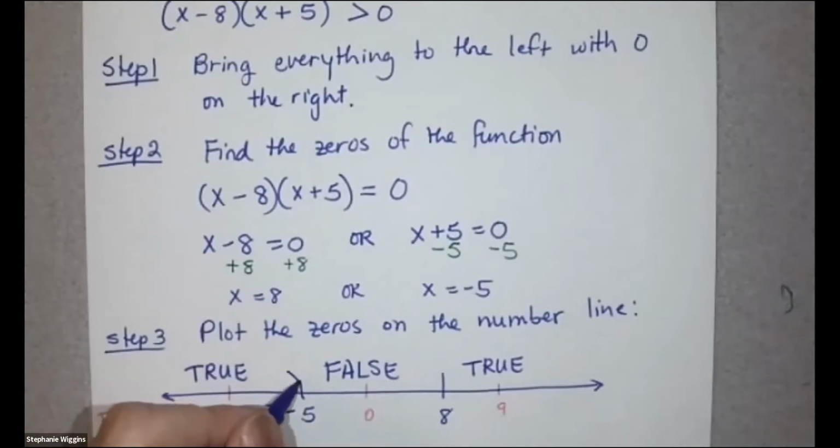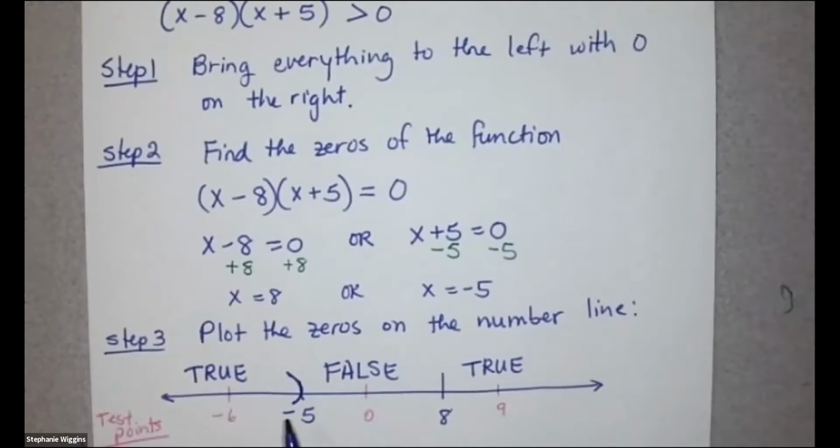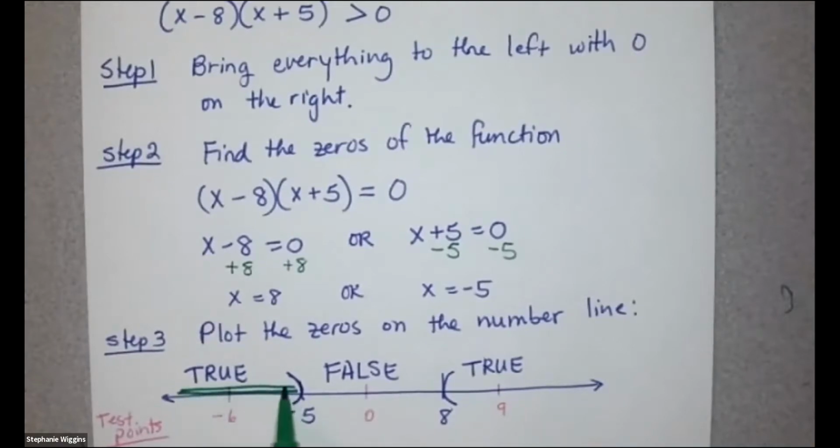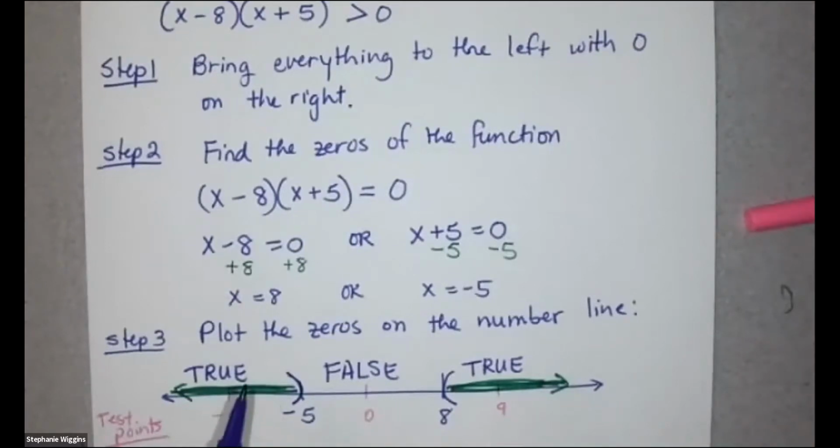And I use an open parenthesis to show that I'm not including -5. And then I use an open parenthesis here to show that I'm not including 8. But I want all the other x values where it's true. Okay, so this is the graph.